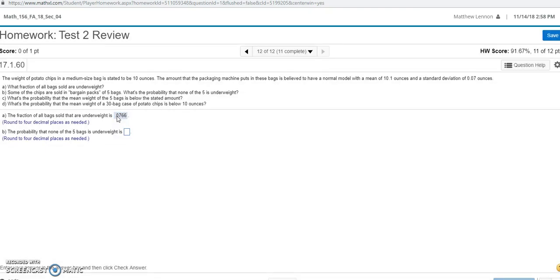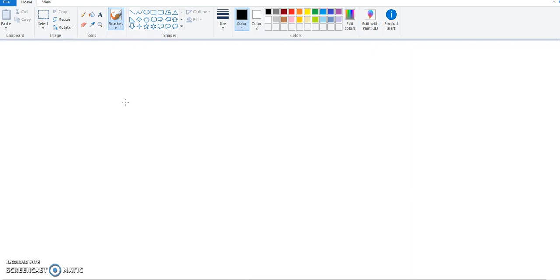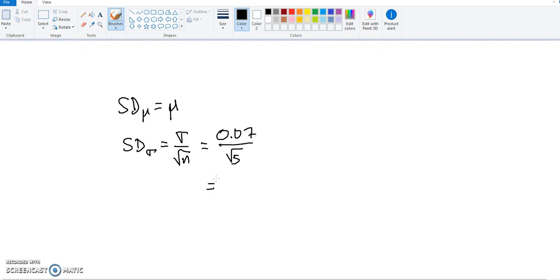Okay. Some chips are sold in bargain packs of 5 bags. So what that means is now we're looking at sampling groups of size 5. So for these sampling distributions that aren't proportion ones, the sampling distribution mean is just equal to the regular mean, but the sampling distribution standard deviation is sigma divided by the square root of n. In this example, sigma was equal to 0.07, so our sampling distribution standard deviation is 0.07 divided by the square root of 5. That comes out to something like 0.0313.